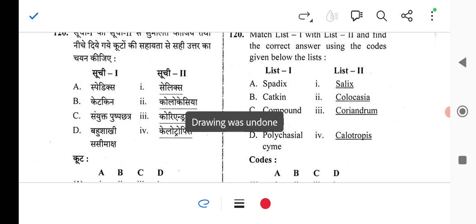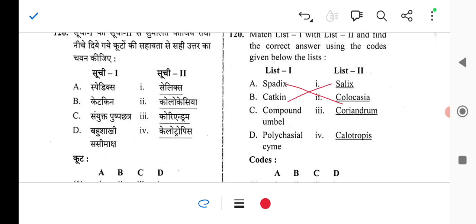Next is spadix. Spadix, the inflorescence, is in Colocasia. Catkin is Salix. Compound umbel is Coriandrum, and polychasial cyme is Calotropis. So the answer is B.